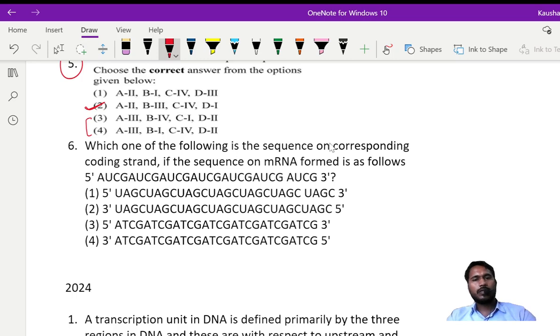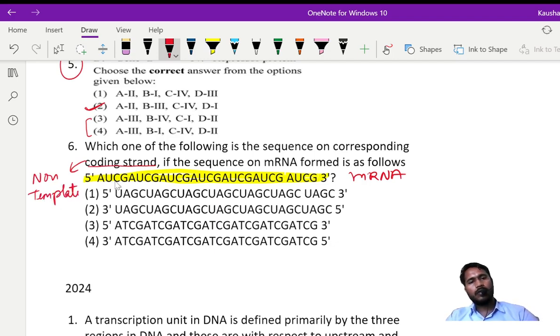Which of the following is a sequence corresponding to the coding strand, if the sequence of mRNA is as follows? So now they have given the mRNA sequence. This is our mRNA, and they are asking what? The coding strand. What is this coding strand? Is it going to code the mRNA? No, not at all. The template strand is going to code the RNA. The non-coding strand is what? Non-template.